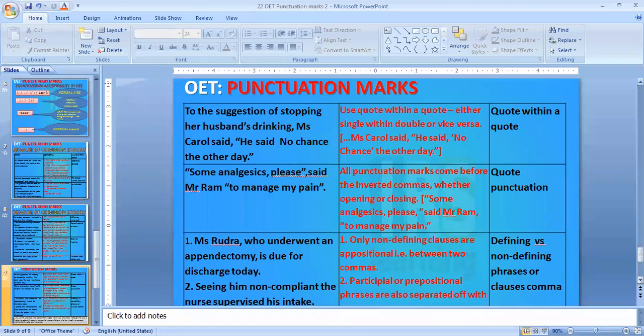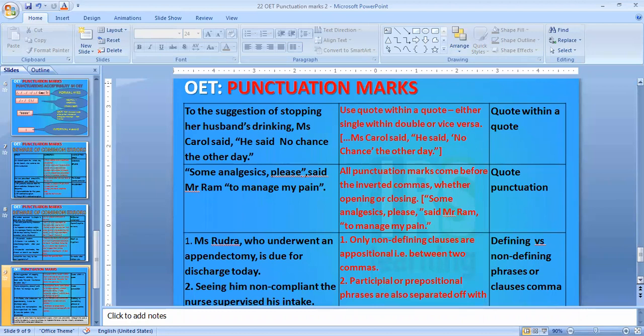Poor wife. Who is the wife? Miss Carroll. She is trying her best to stop her husband from drinking or reduce his drinking. So the other day, she told him with a lot of affection and love, please, dear, please try to control, please reduce, please stop. Then what did he reply? What was his reply? No chance. What does that mean?